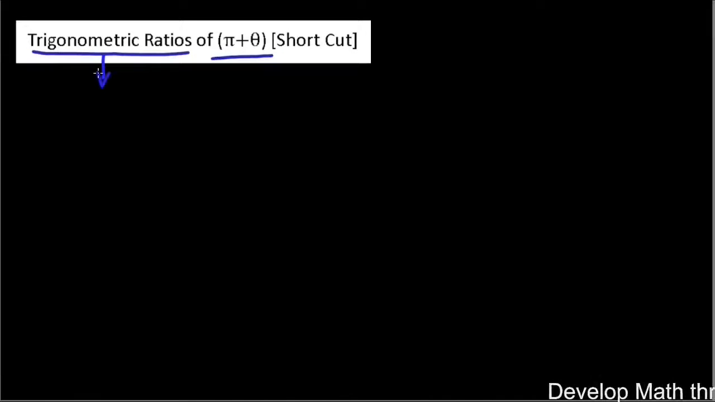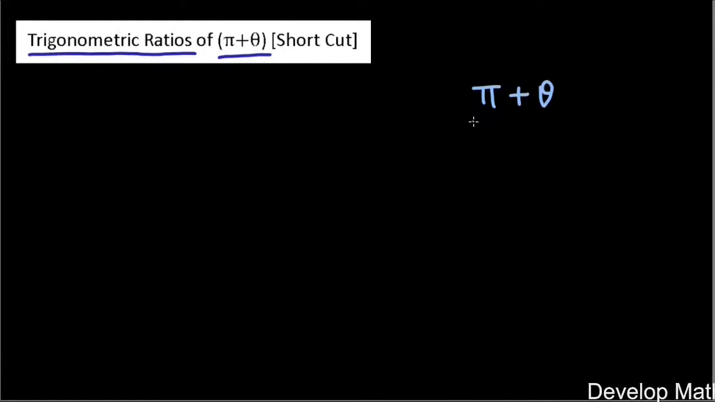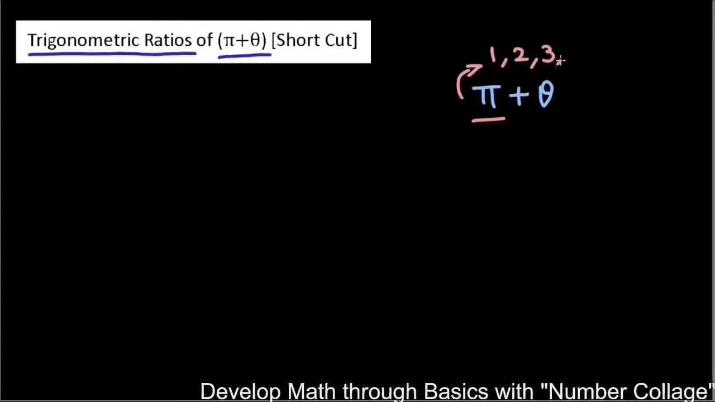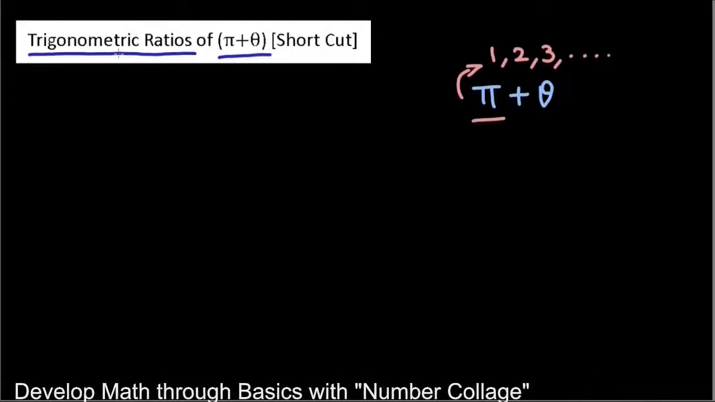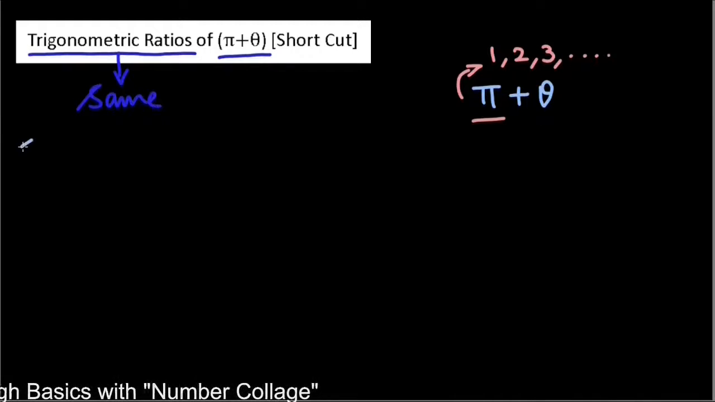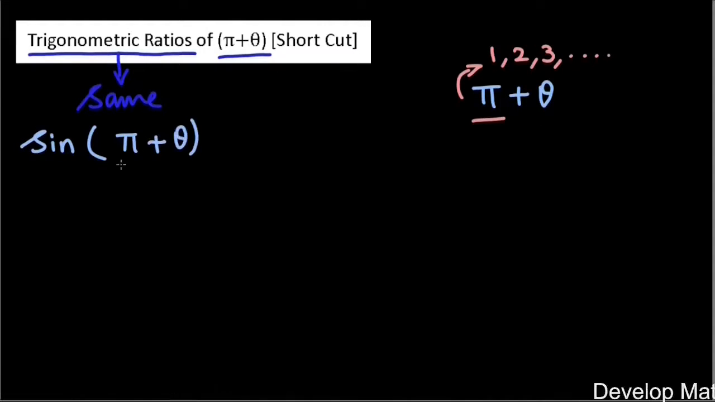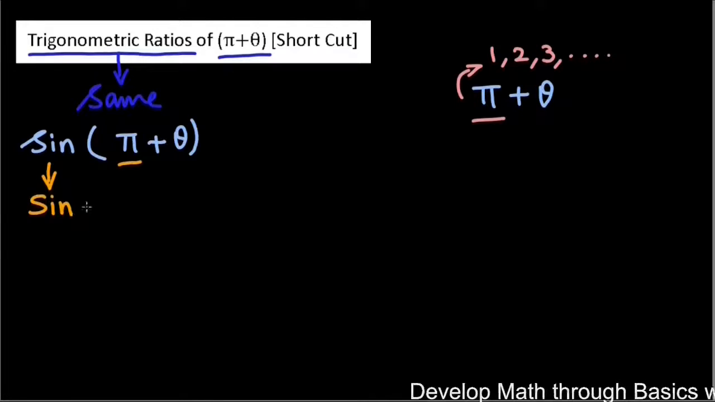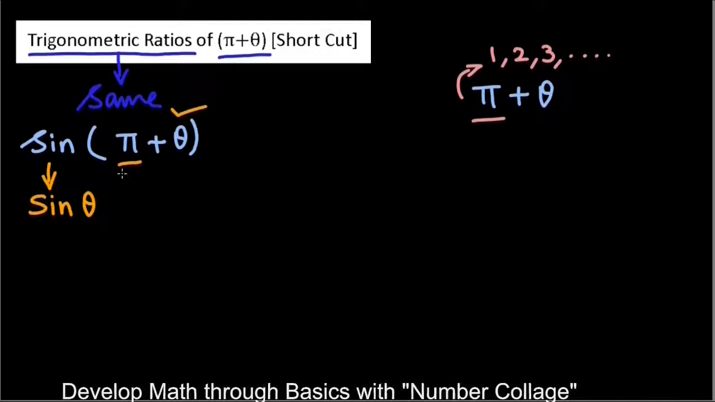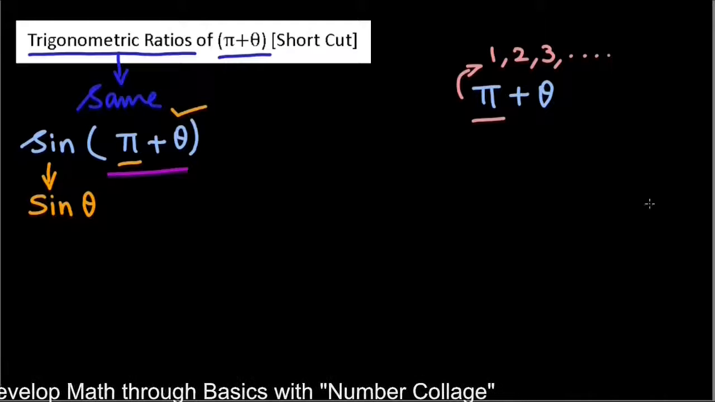Now we will see the shortcut method to find trigonometric ratios of pi plus theta. When the angle of a trigonometric ratio is pi plus theta, if the coefficient of pi is any one of the positive integers 1, 2, 3, etc., then this trigonometric ratio does not change, it remains the same. For example, in case of sin pi plus theta, because of this pi, sine will remain sine of this theta. To decide the sign of sine theta, we have to check in which quadrant this angle pi plus theta lies.